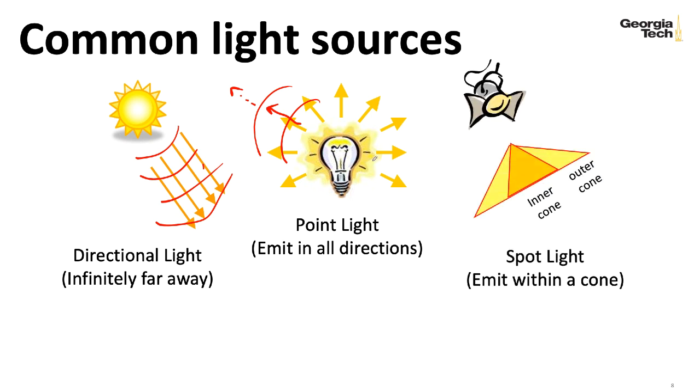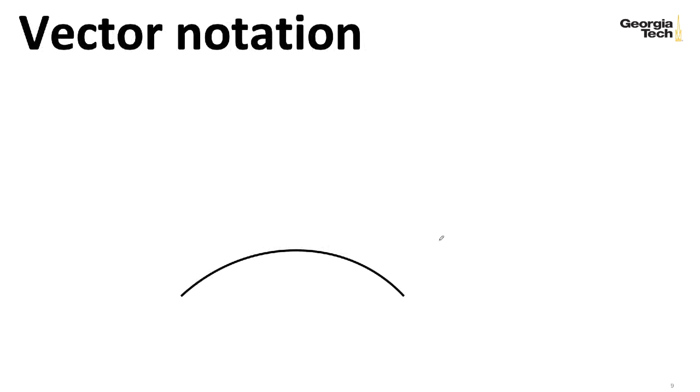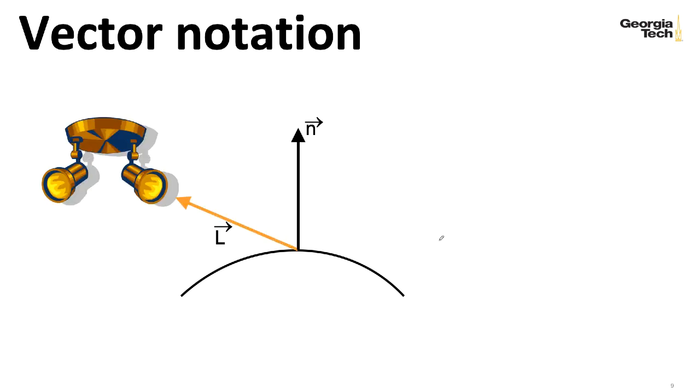So a spotlight you can think of as a refined version of this point light that emphasizes particular directions. So if we think about our objects sitting here in space, we'll have a surface, and we'll think about the normal coming out of that surface. This is going to be essential for the lighting calculations we do. We are also going to be concerned with the direction vector pointing towards the light source.